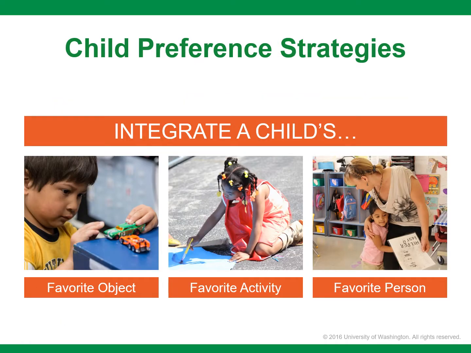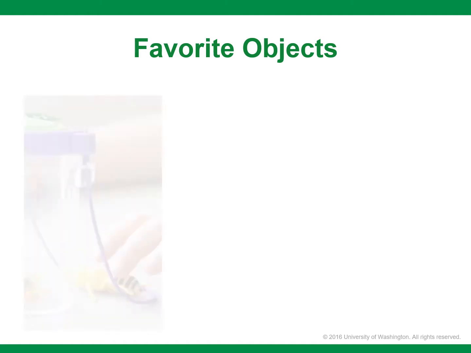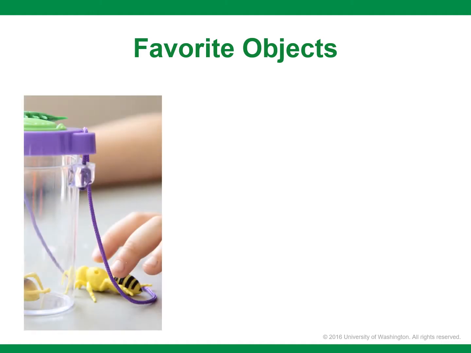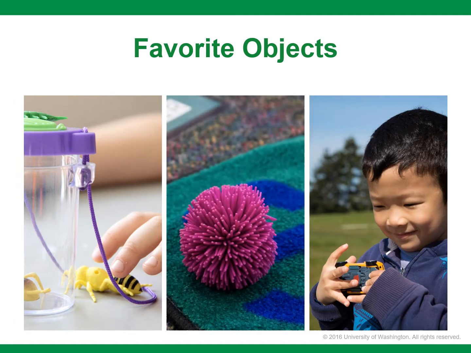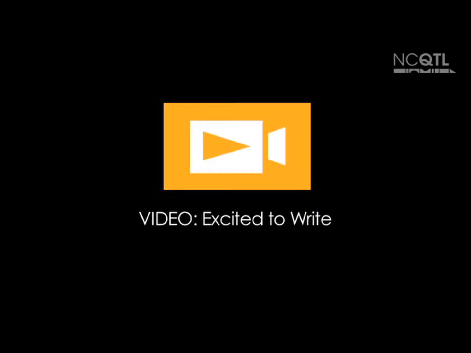To increase the child's participation, integrate the child's favorite objects, activities, and people. Favorite objects can be used to spark interest in an activity or to motivate a higher level of participation. This video will show how to put a favorite sticker on a pencil to help a girl with handwriting.